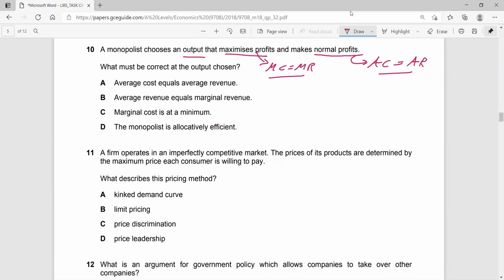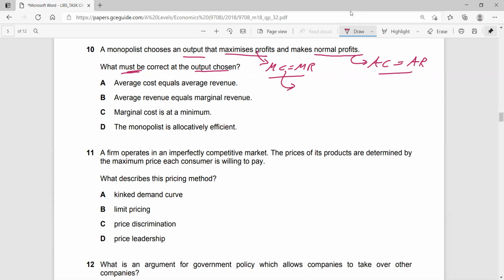What must be, so this is important, it's a must, it's not that it could be, it has to be correct at the output chosen. So the output you're going to pick, since it maximizes profit, is whatever MC equal to MR leads to. And incidentally, that will also, in this case, imply AC is equal to AR because we're given this information. But let's see the options and figure it out.